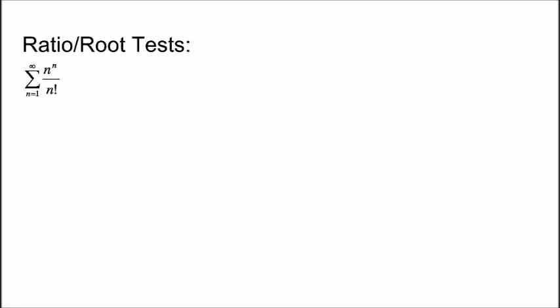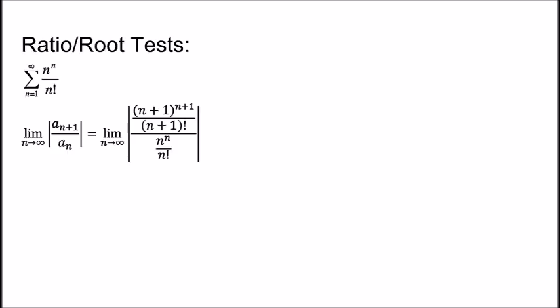I know the ratio and root tests are a little bit more straightforward than the other ones, but let's do a practice problem. Determine whether or not the summation from n equals 1 to infinity of n to the n power over n factorial converges or diverges. The first thing we need to do is take the limit as n approaches infinity of the absolute value of a sub n plus 1 over a sub n, which is equal to the limit as n approaches infinity of n plus 1 to the power of n plus 1 over n plus 1 factorial divided by n to the n power over n factorial.